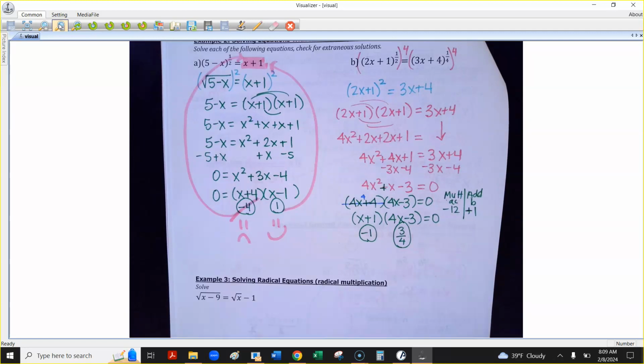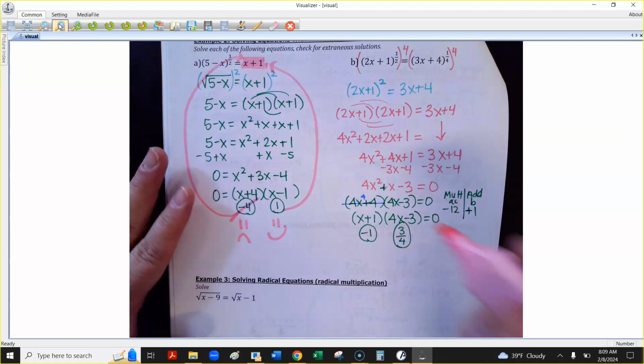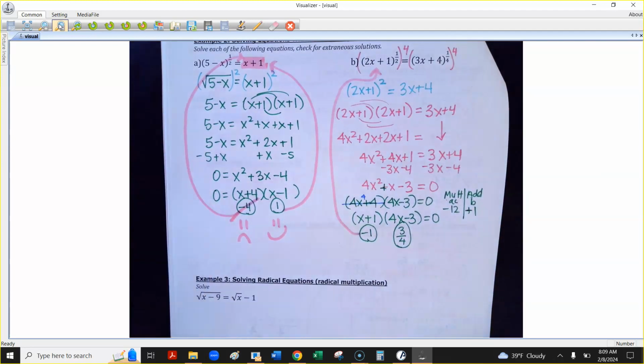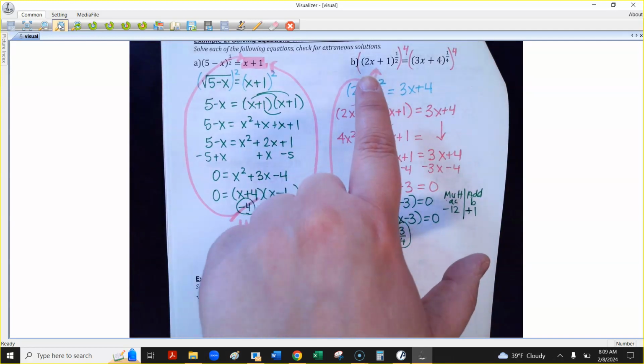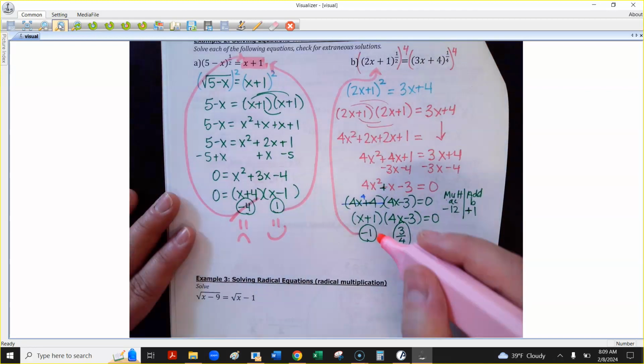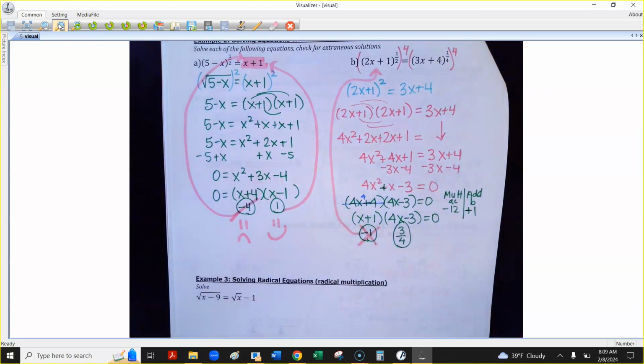If I plug this number in and it makes either side in the original problem a negative number, it's not good. So if I plug in negative 1 to either one of those, this would be negative 2 plus 1, so negative 2 plus 1 is a negative. I can't take the square root of a negative, so it doesn't matter if it makes only one of them negative, it's not going to work.